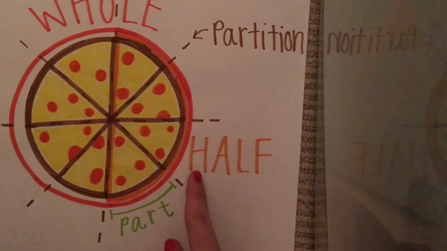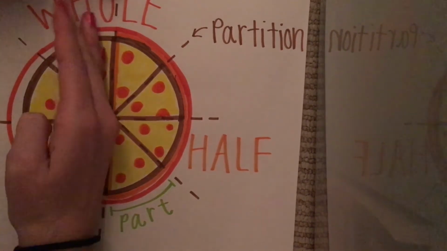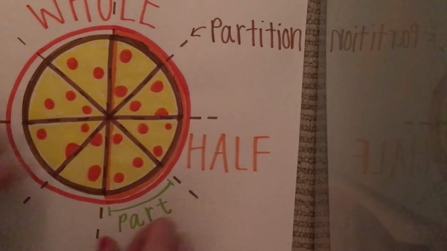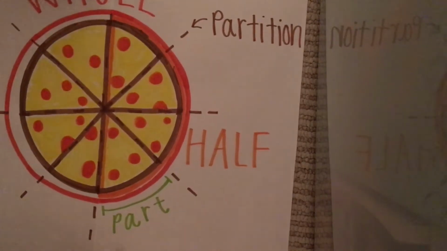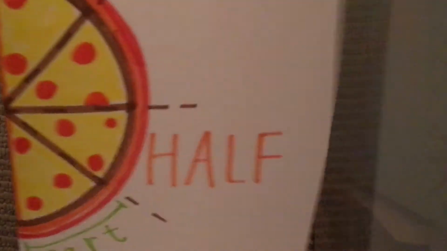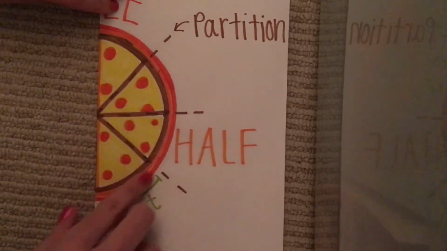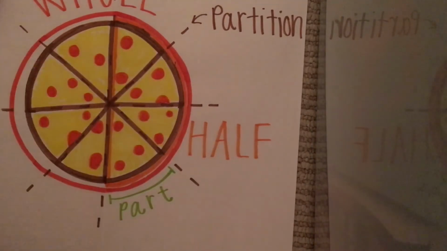The next word is half. When we have half of something, it's when we do one cut straight down the middle. And we have the same amount of pieces on both sides, or the same amount on each side. So if I have my whole pizza and I fold my paper directly in half, I just have half of my pizza. So this side is the same exact size as this side. Two halves. One here and one here.